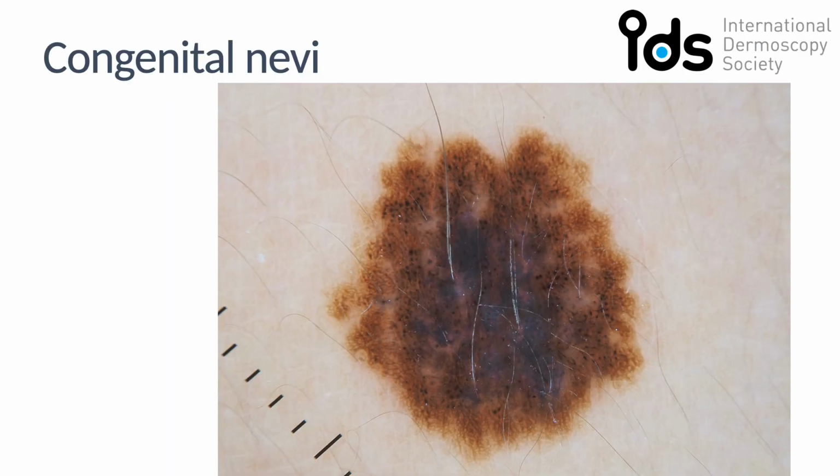A few words about congenital nevi. They can combine all the patterns that I have mentioned. For example, in this case, reticular and homogeneous globular pattern with multicolor pigmentation, blue, black, light, and dark brown.